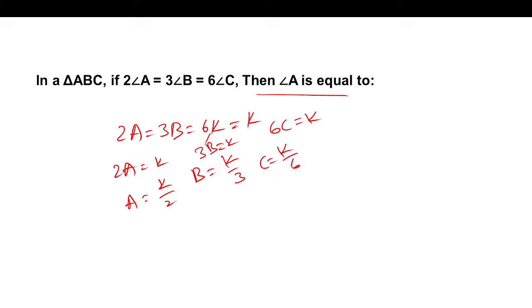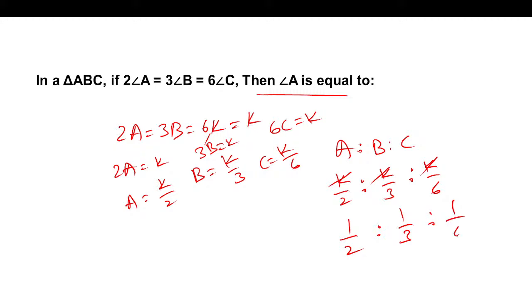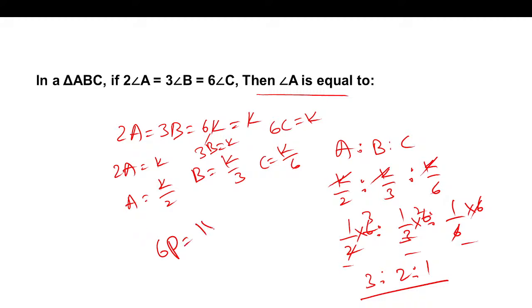K by 6. So write them in ratio, A is to B is to C. A value K by 2, B value K by 3, C value K by 6. K cancel. 1 by 2 is to 1 by 3 is to 1 by 6. What is the LCM of 2, 3, 6? 6. So 3 and 2 and 1. So totally how many parts are there? 6 parts are there. 6 parts value 180 degrees, because it is a triangle total angle. One part is equal to how many degrees? 30 degrees.